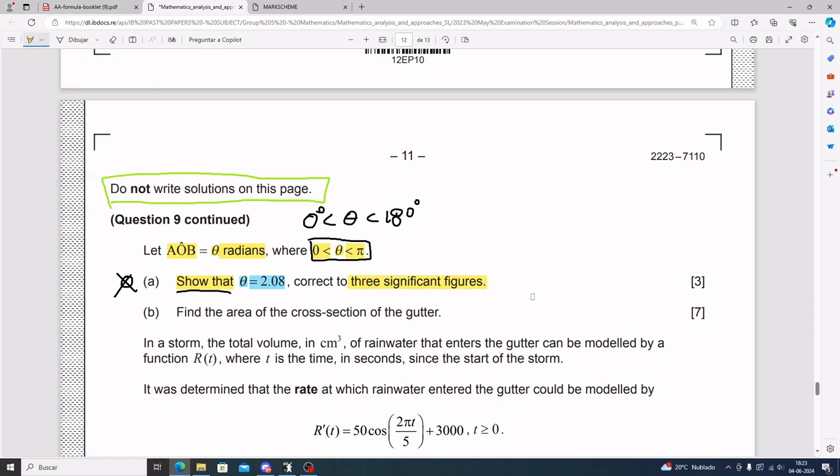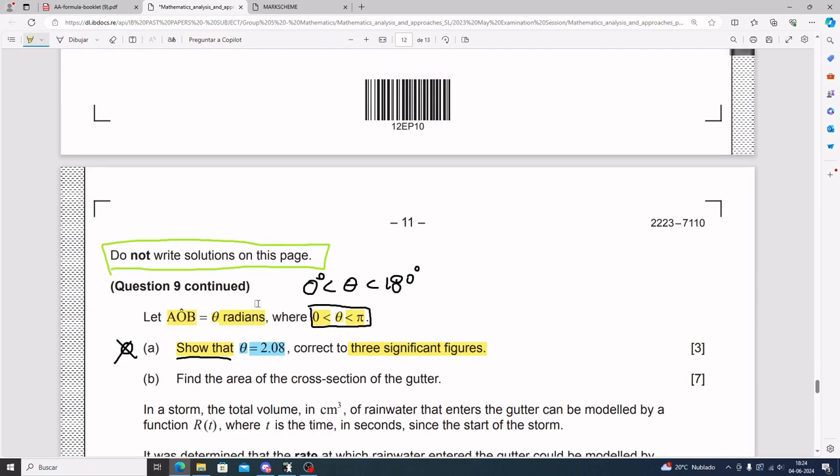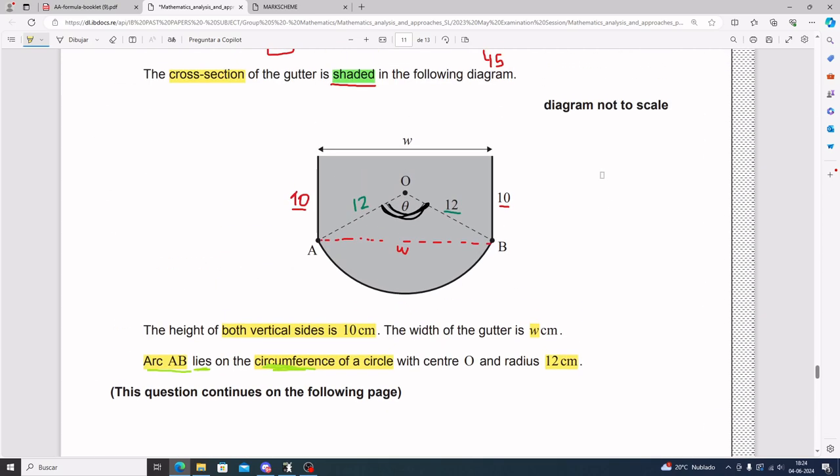For now, how can we prove that angle AOB is theta radians? Let's focus for a second. AOB is the angle that is right here. So where is it? It is within this sort of arc or sector.